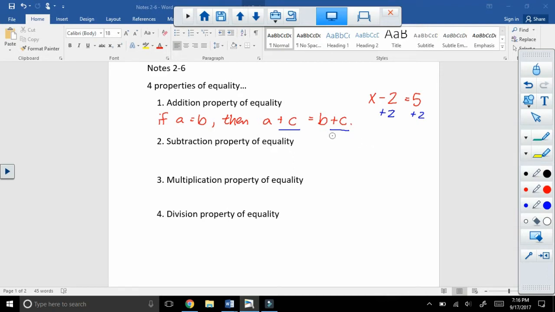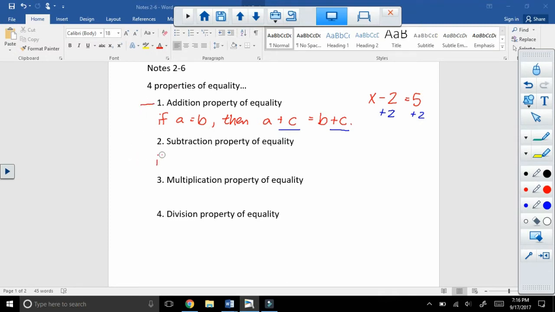So we did this a lot with numbers in algebra. In geometry, we could add angles to each side. We could add segments to each side. We could add anything that's equal to each side of the equation. And if we do that, that's called the addition property of equality.